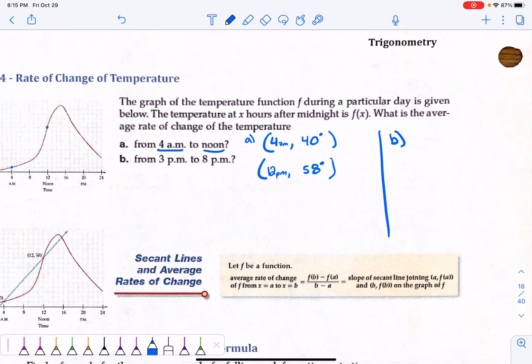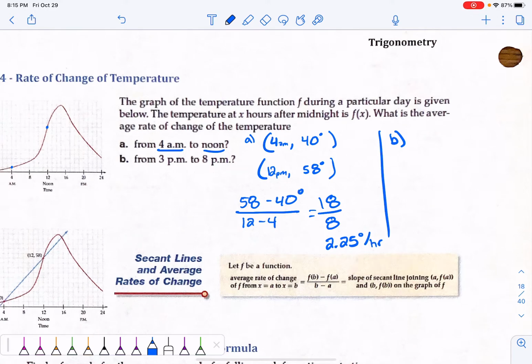And then we just calculate the slope. So 58 minus 40 over 12 minus 4. And that is 18 over 8. And 18 divided by 8 is 2.25. And that is degrees per hour, actually, because these units up here on the top are degrees and these are hours on the bottom. So it is increasing at a rate of 2.25 degrees per hour. It's increasing because it's positive. If it was negative, we would be decreasing.